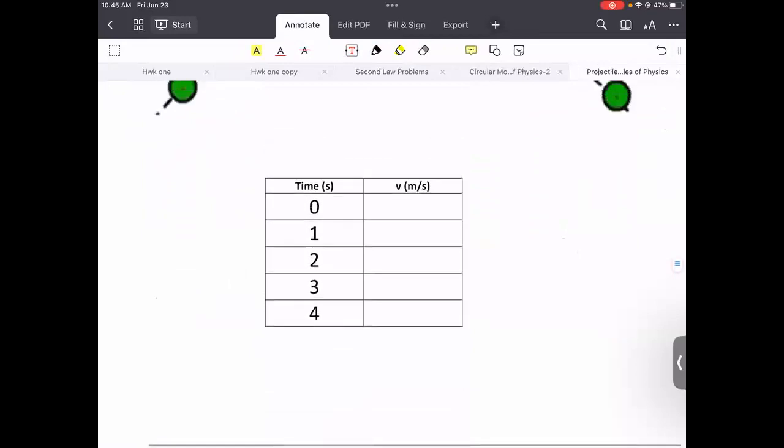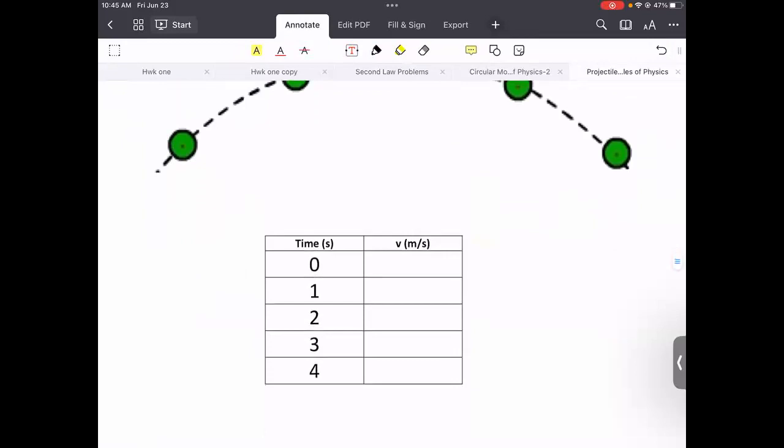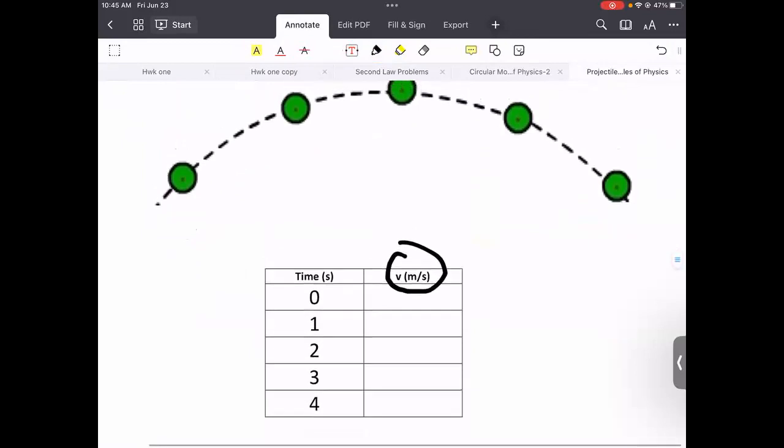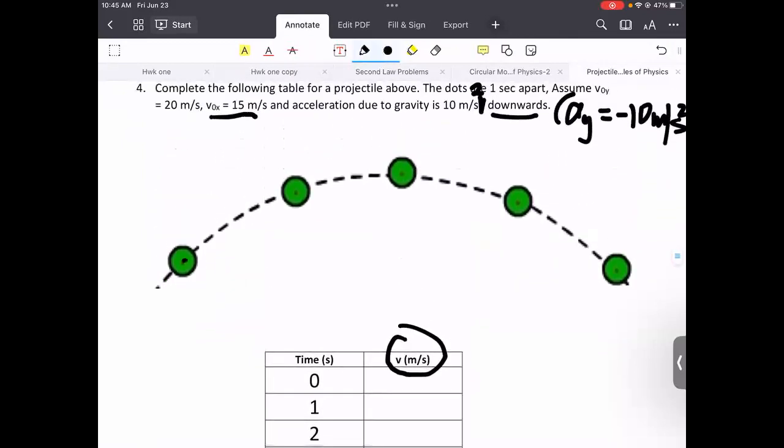Okay, this time around we want V. It's not Vx. Be careful here. It's not Vx or Vy, it's V. So V is actually the magnitude of the velocity of a projectile. So the first point, remember, in our initial diagram, we had this as 15 meters per second, and this one was 20 meters per second.